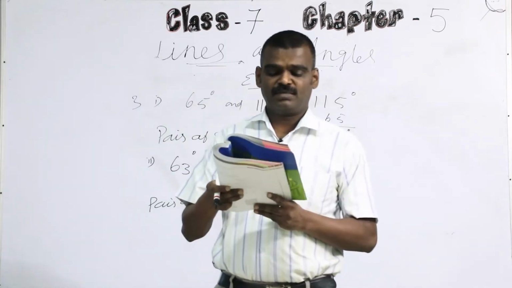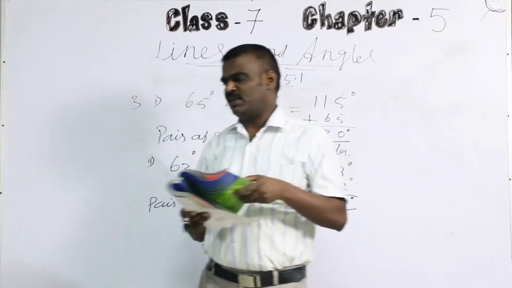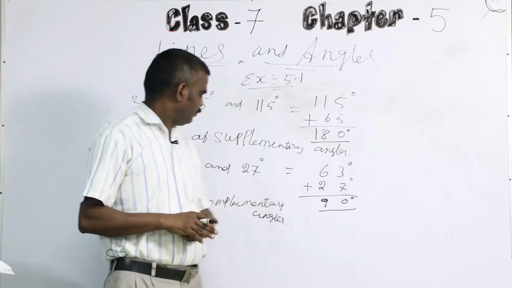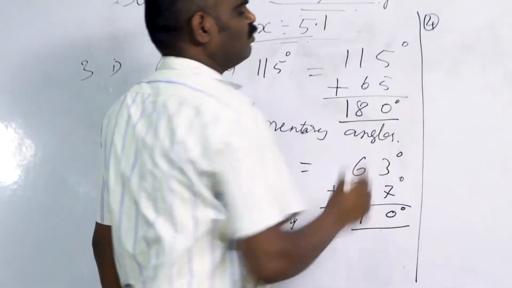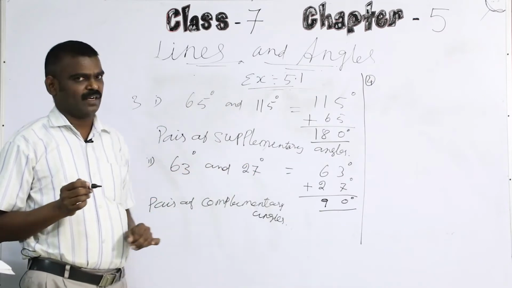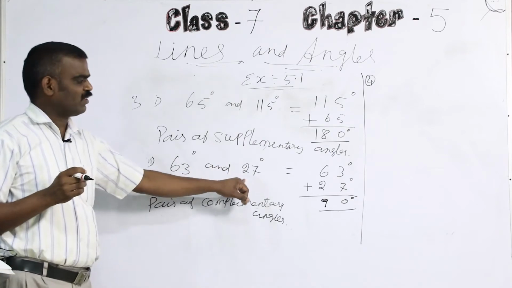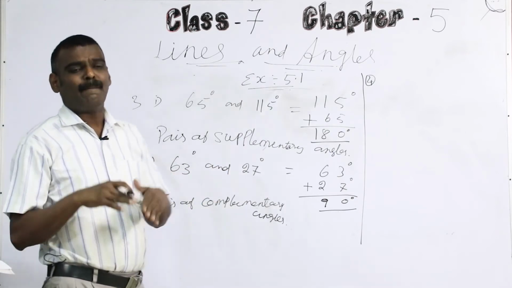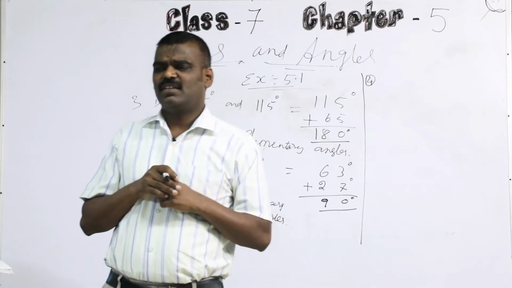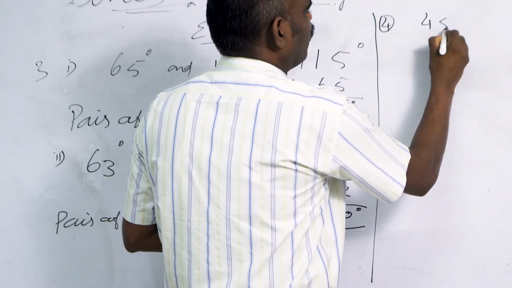Question number 4 tells, find the angle which is equal to its complement. Equal to its complement, meaning, there are two angles, right? These two are complement angles, 63 and 27, but they are not equal to each other. They are a pair of complements, but they are not equal. We want equal. Can you tell me? Yes, what angle? 45 degrees, right?